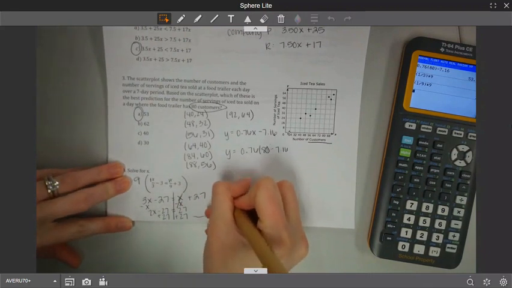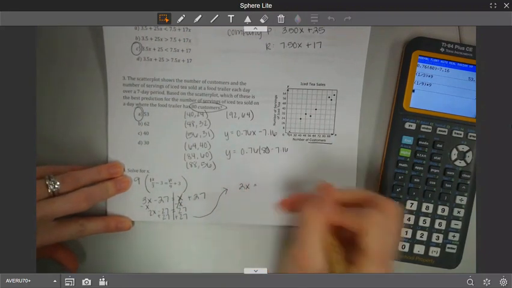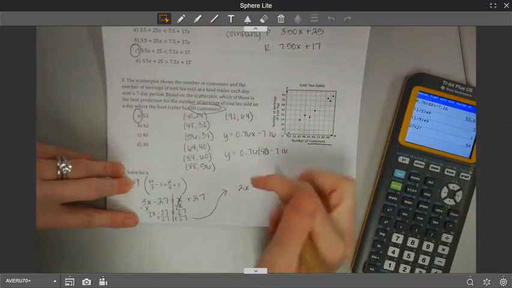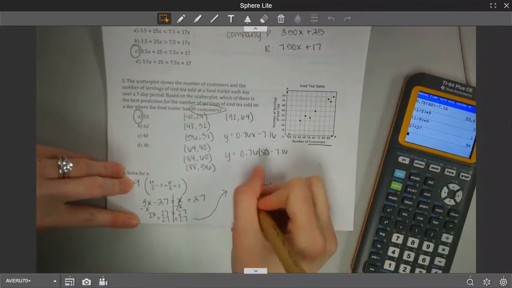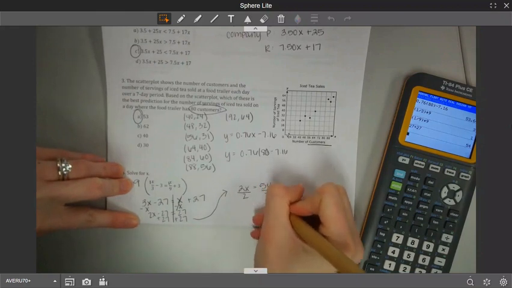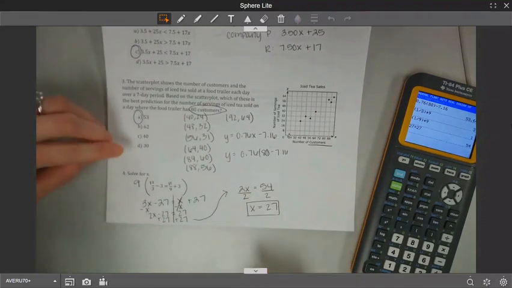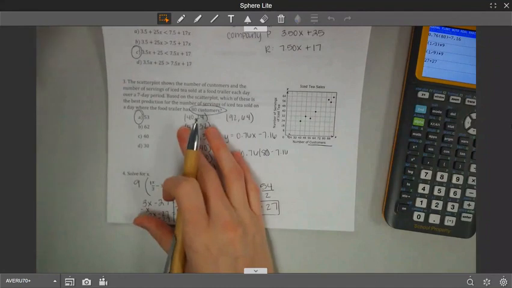Go up here for some more space. So I have 2x is equal to, well, 27 plus 27 is 54. Then I'm going to divide both sides by 2. So x is equal to 27. To check yourself, you can also plug 27 in place of x and make sure that they are equal.